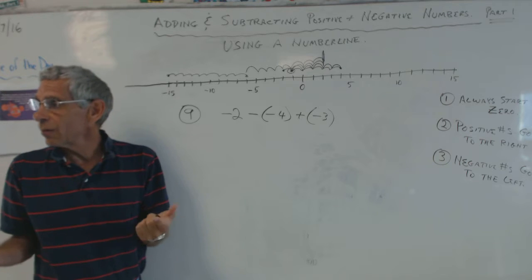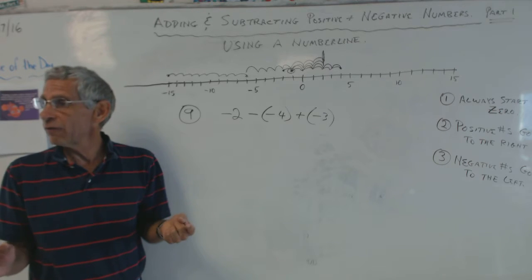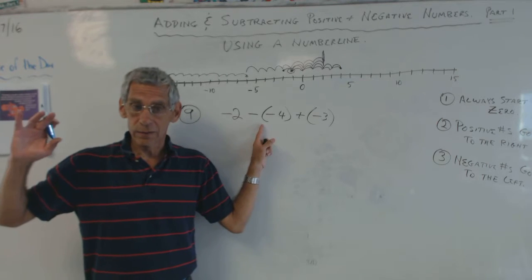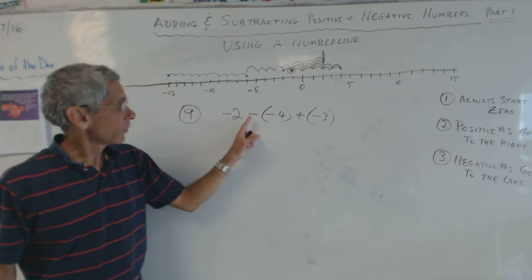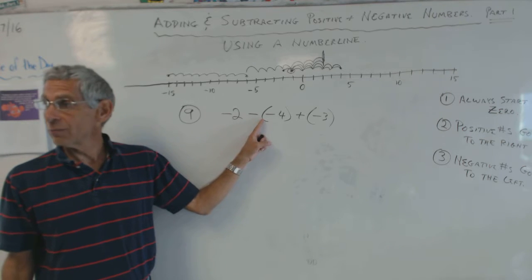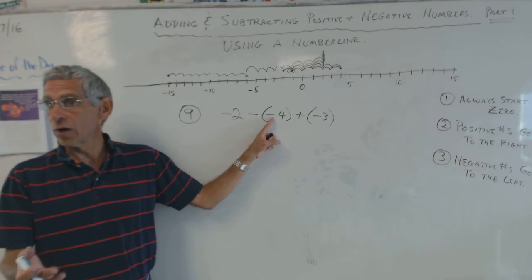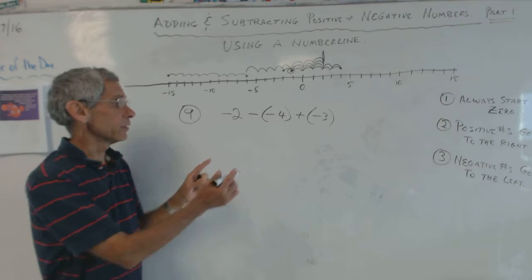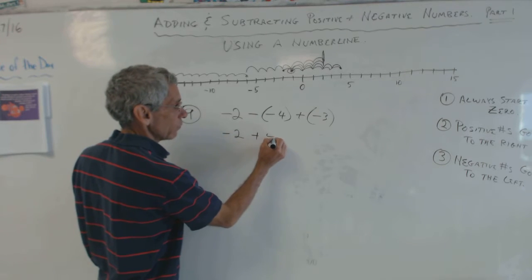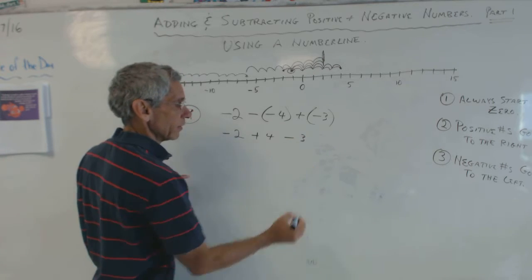Now, I'm sure some of you have not learned that yet, and that's okay if you haven't. I have. But a negative in parentheses always means what? Multiply. Therefore, this is saying literally negative times negative, and we all know now that equals positive. So I'm going to rewrite this as negative 2 plus 4 minus 3.